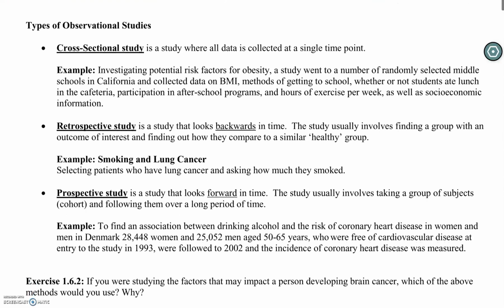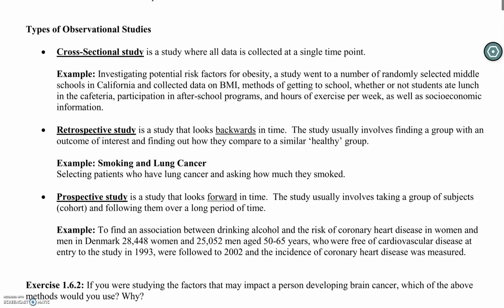Observational studies fall into three different categories. Cross-sectional, all your data is collected at a single point. So you just go and ask or do things all at once. Retrospective study asks about the past. So usually these involve finding a group that do whatever it is that you're interested in or have the outcome that you're interested in and go backwards to see what influence might have been a part of why they're in that group, why they're different than the other group that doesn't.